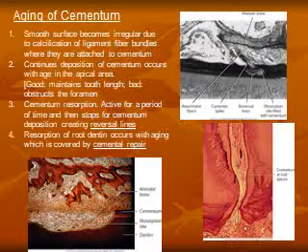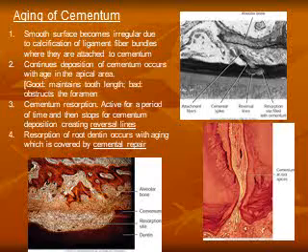Aging of cementum, what do we have? We will have irregularity of cementum. What is the cause? Calcification of ligament fiber bundles where they are attached to the cementum. And we have continuous deposition. And also we have cementum resorption sometimes and reversal lines are formed. And the last point, the fourth point, resorption of root dentin occurs with aging, which is covered by cemental repair.